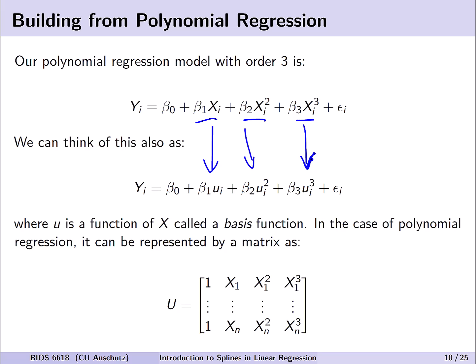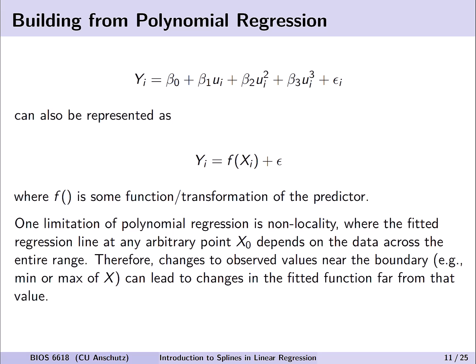In the case of polynomial regression, we can also represent this as a matrix, as we see below here, where we have a vector of 1s for our intercept, and then our terms u_i, u_i squared, and u_i cubed in matrix notation. Carrying this forward, we can also generalize this even further to note that y can be shown to be equal to something more generic like f of x_i plus epsilon, where f is some function or transformation of the predictor.